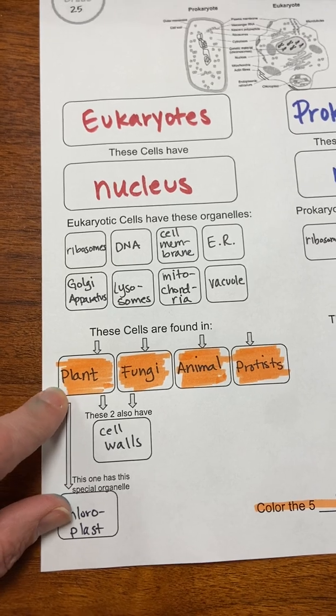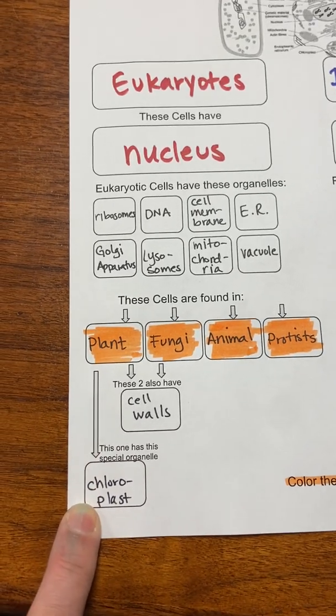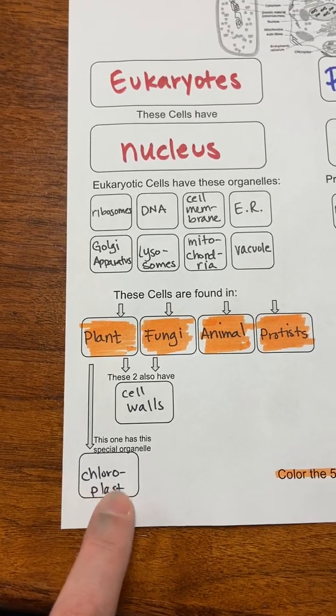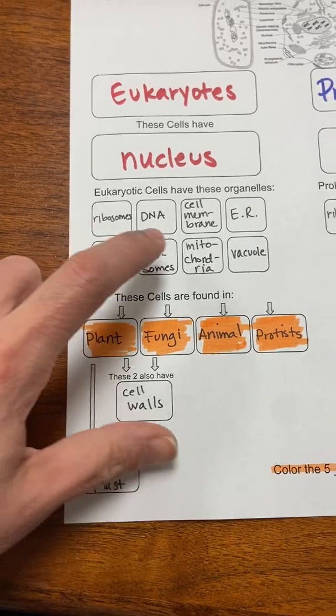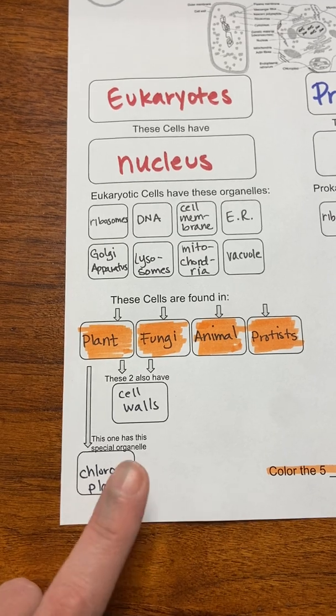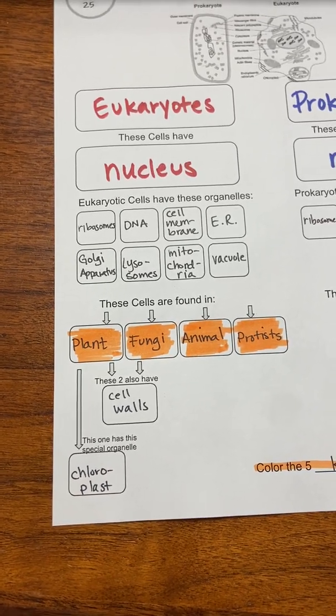Plants, though, are super special. Plants have this very unique organelle right here. Plants have chloroplasts. And that's so important because that's turning sunlight into food. And then the mitochondria turns that food into energy. But it turns sunlight into food so that we can have food and it can turn it into energy.